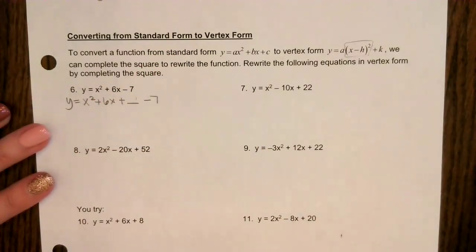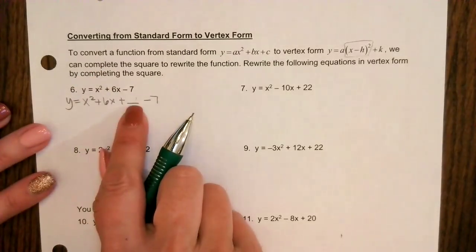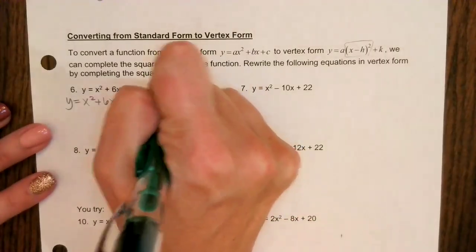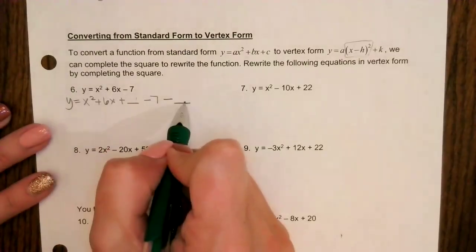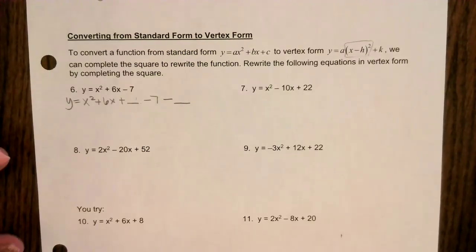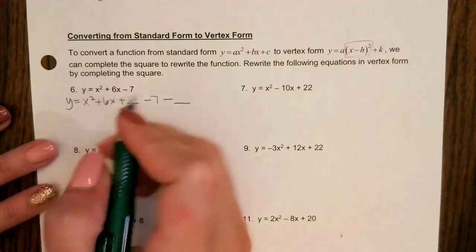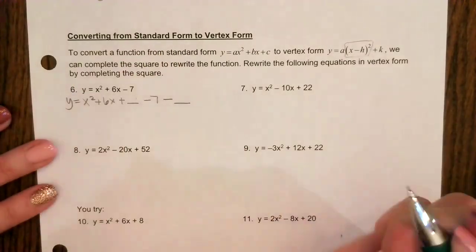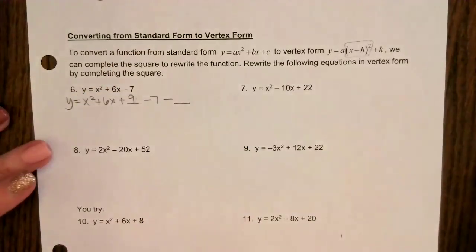Now, I can't just change the value of this equation, and if I add something right here, I'm changing the value of the equation. So I need to subtract whatever that is here at the end. Because if I added and subtracted, that would be 0. I'm not changing the value of the equation. All right, to make this a perfect square trinomial, we take this middle term, divide it by 2, and then square it. So 6 divided by 2 is 3, squared is 9.